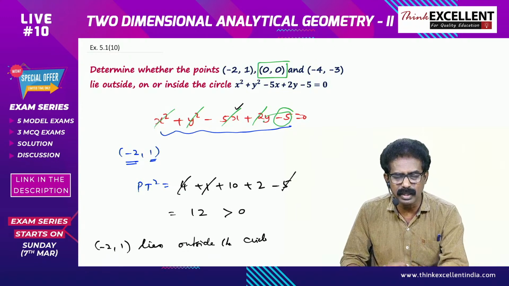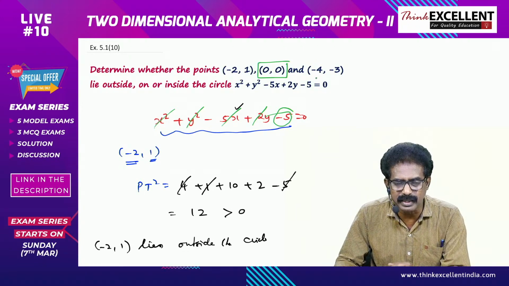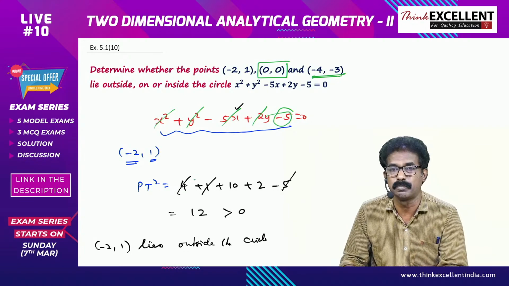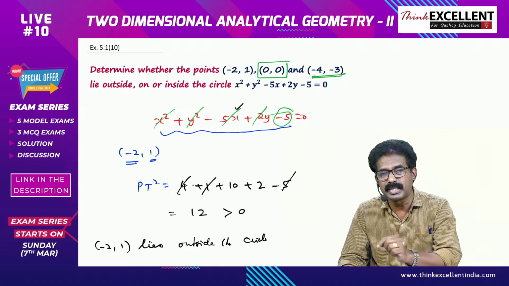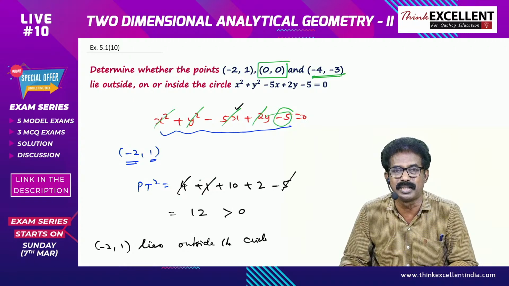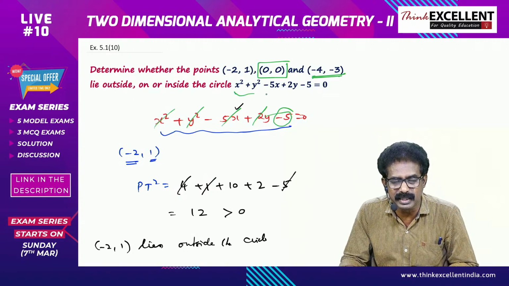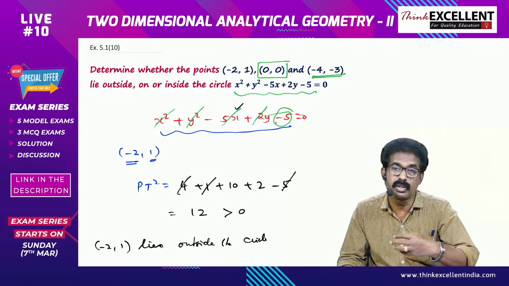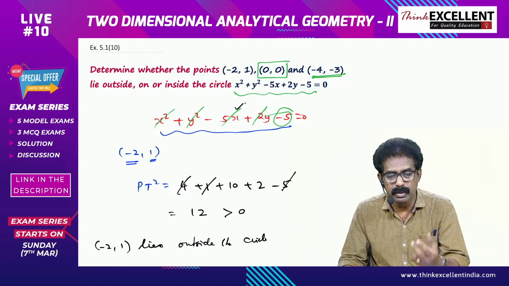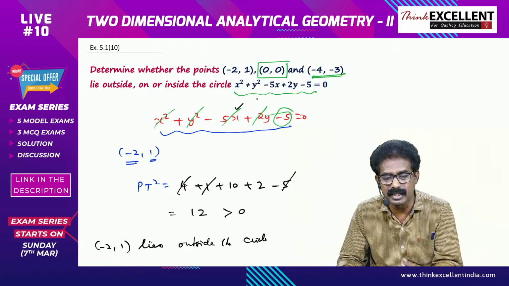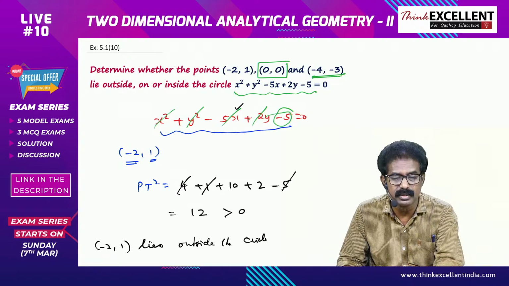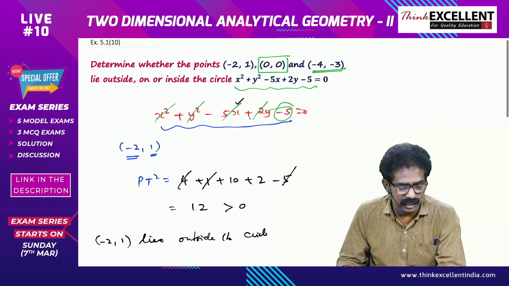Okay, and the third one I want you to do. Substitute the point (-4, -3) and find out PT square. After finding PT square, I don't want inside or outside, I want to see the calculation written correctly. For x you put -4, so (-4) the whole square plus 16 comes. Wherever y comes you put -3, simplify and see what answer you are getting. Then we decide whether it lies inside or outside.